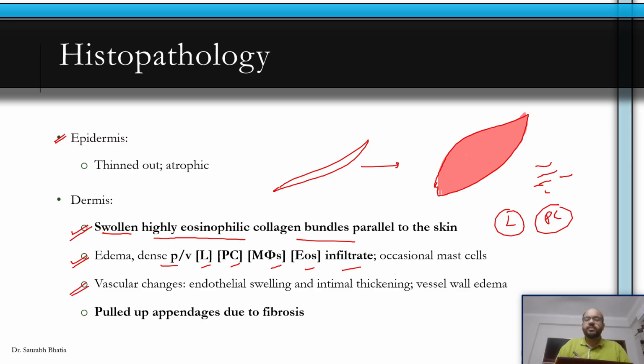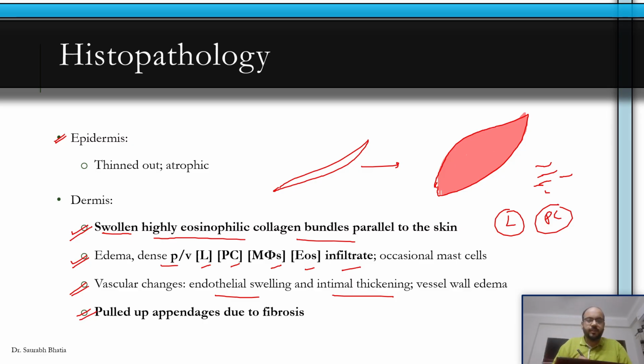In the vascular changes, you will see endothelial swelling and intimal thickening, and we have discussed in the pathophysiology video how important endothelial findings are. And there are pulled up appendages due to fibrosis. As it goes from inflammation to the fibrotic stage, because it is getting contracted, the dermis is shrinking. So the appendages which are in the lower dermis, like the bulb of hair follicles or the sweat glands, are pulled up because of the retraction of fibrosis.